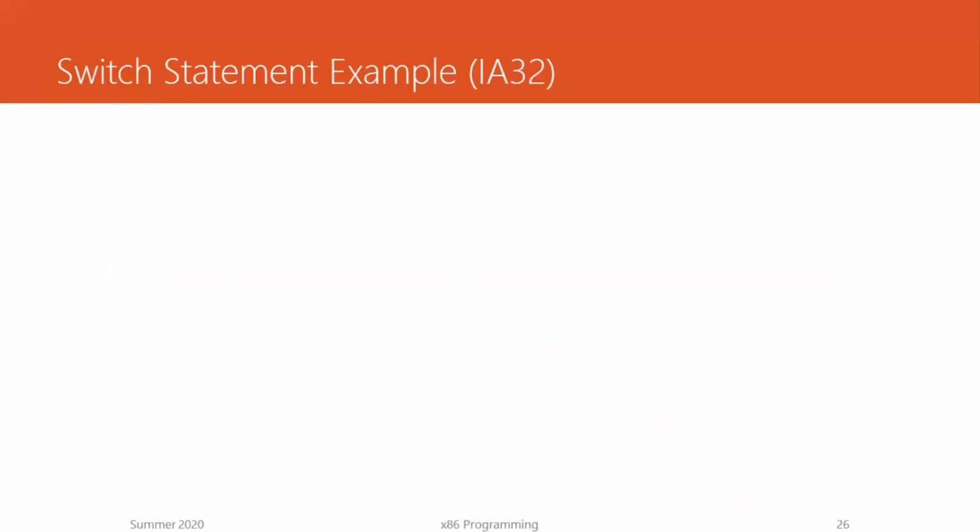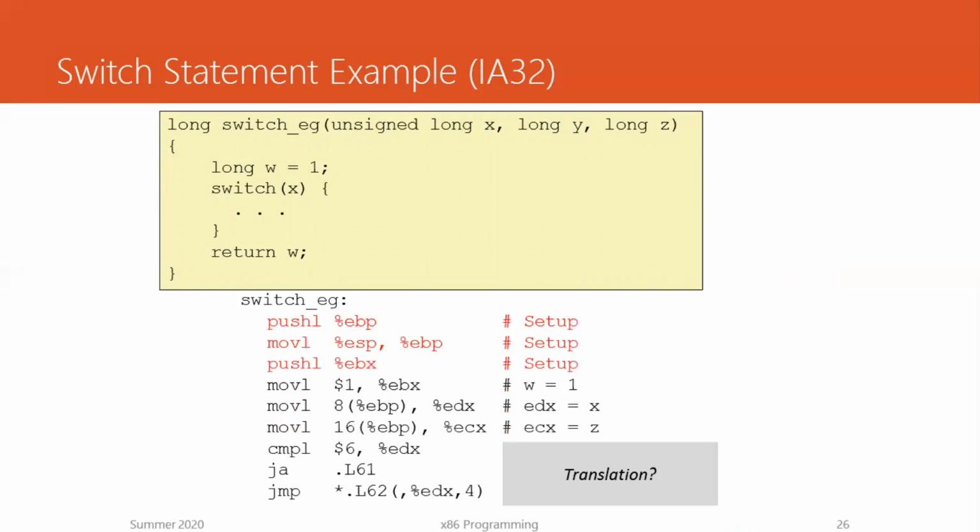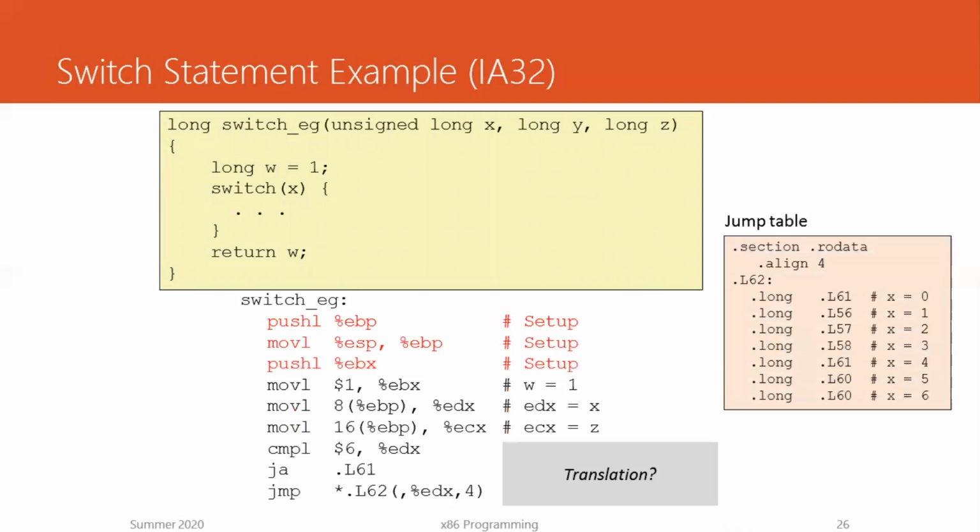Now let's see how the compiler implements this table in assembly using an example. This is our switch statement here and its corresponding assembly implementation. Then we have this jump table on the right hand side that is declared by the compiler. Let us examine how this code works step by step. So after loading all the parameters from the stack into the selected registers, that is, X is loaded into EDX and Z is loaded into ECX.